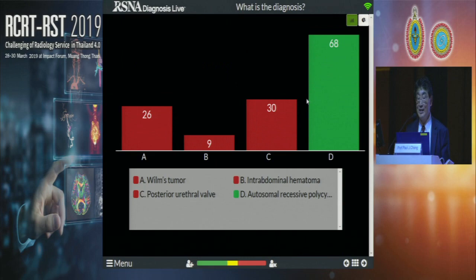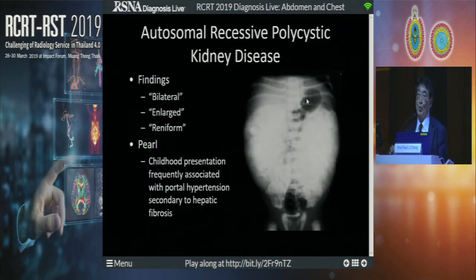Yes. So what this is, you never will see it this way. You'll see it on MR. You'll see it in ultrasound. But I want to show you this because this is a better way to teach residents. Think about the three adjectives: bilateral, reniform, enlarged. Bilateral, reniform, enlarged. There's only one thing that is, and that's autosomal recessive polycystic kidney disease.